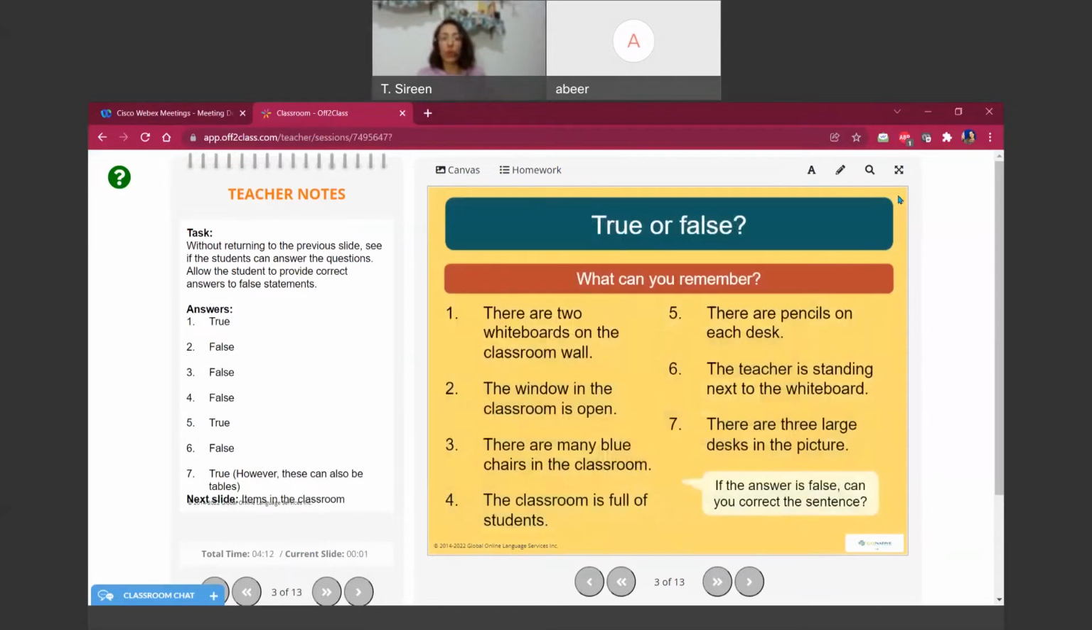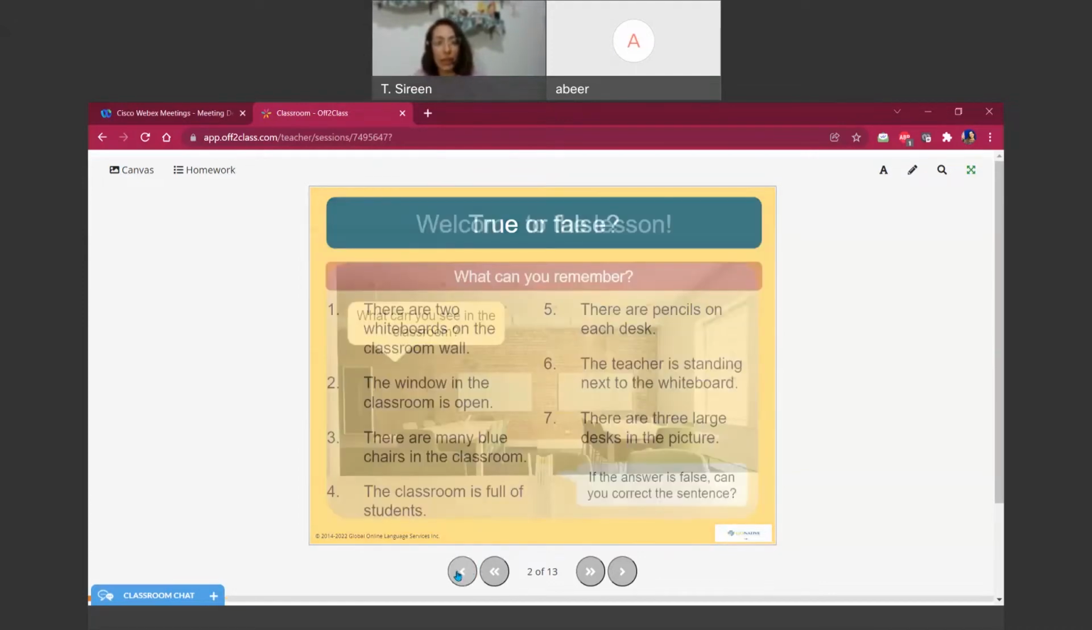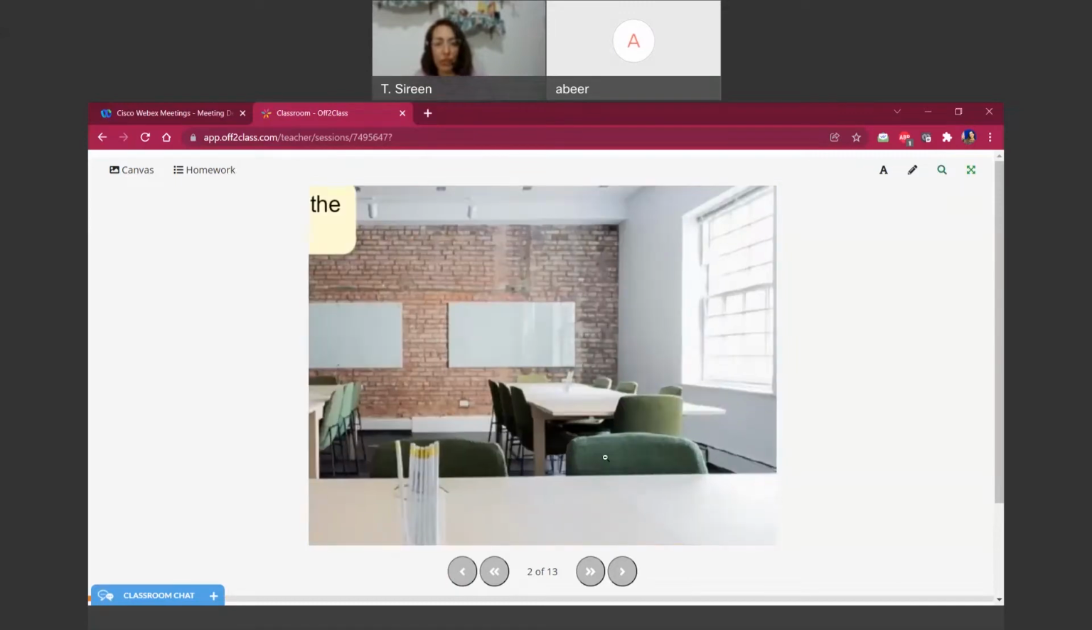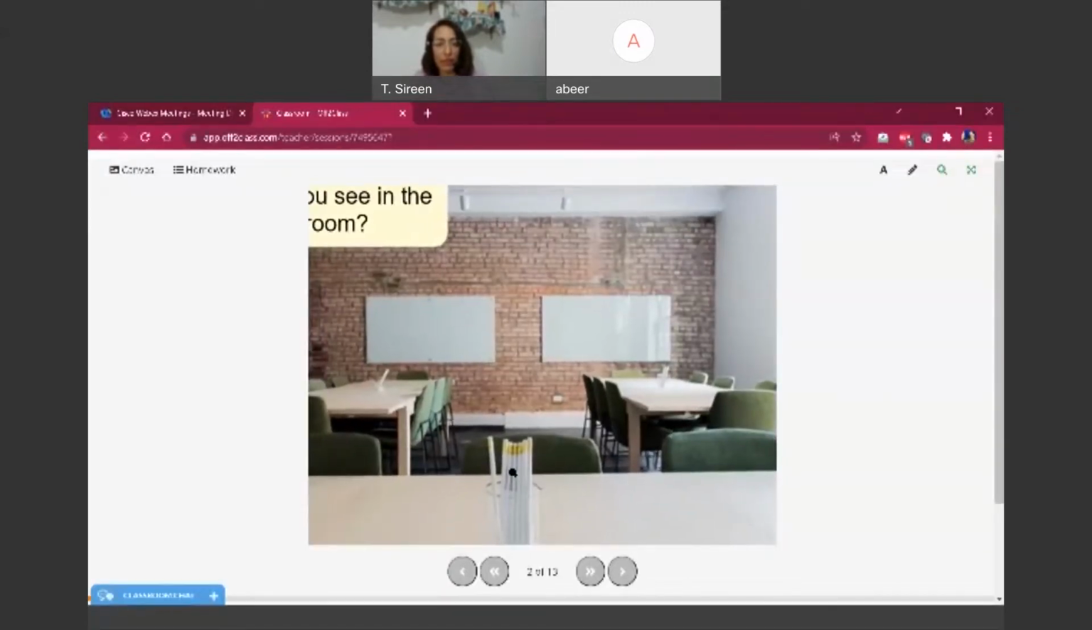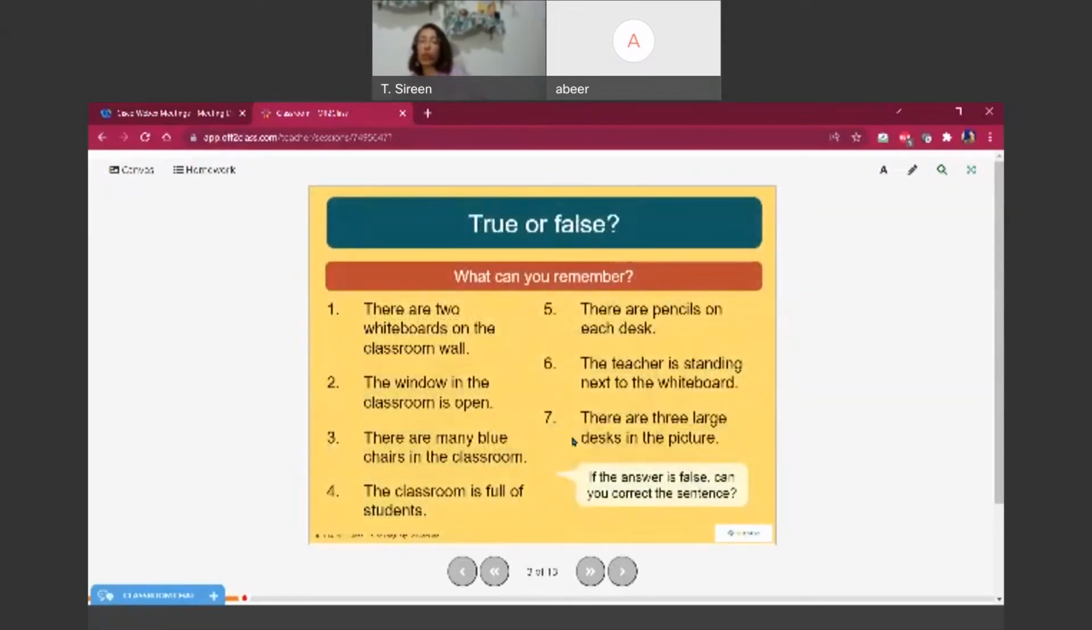So true or false? Now, what can you remember about these things? If the answer is false, can you correct the sentence? So read the sentence and tell me, is it false or true? Okay? Can you read the first one? Yes, there are 2 whiteboards on the classroom wall. Is it true? Focus on this picture. Okay, let's go back. There are 2 whiteboards on the classroom wall. Is it true or false? True.